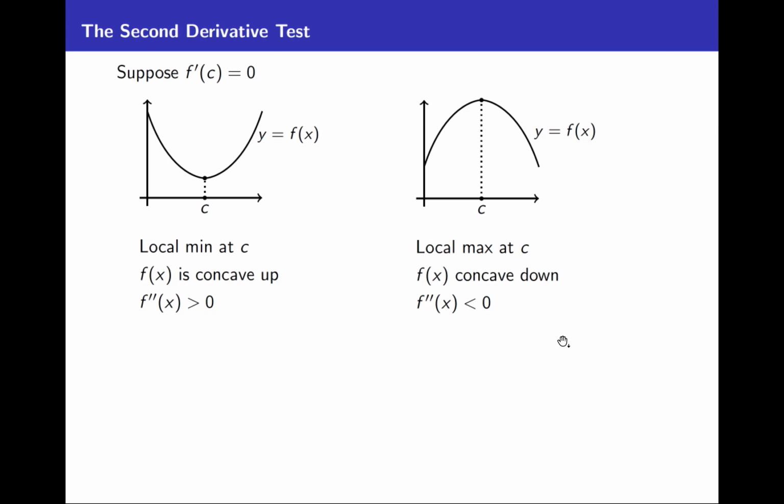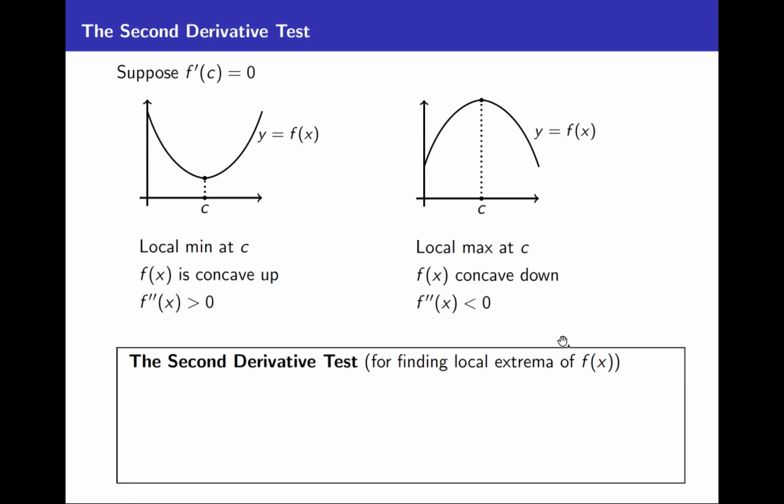These simple observations are the basis of what's called the second derivative test. And I'll give it to you now. Here it is. Now, the second derivative test does exactly the same thing that the first derivative test did. It finds local extrema of f of x. It just does it in a different way.